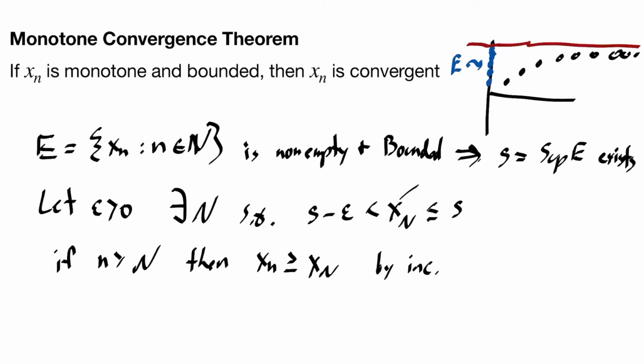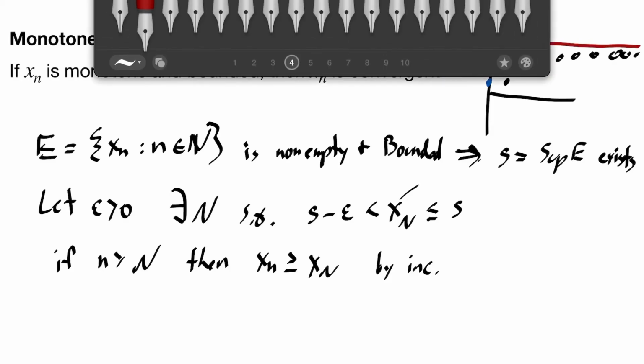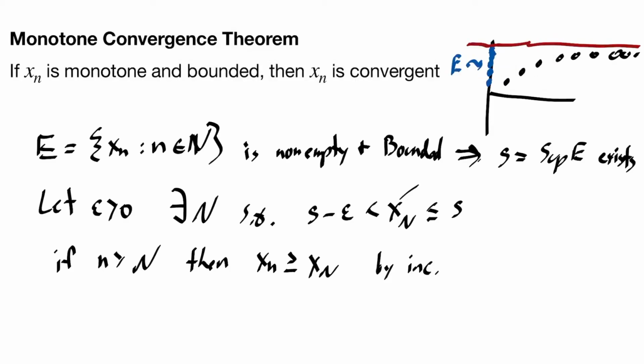Well, notice I'm going to assume that it's increasing. If it was decreasing, we would do the exact same proof, except we would have less thans. So a decreasing proof would put a less than right here, and these would just change the directions of all these inequalities. This would be greater, greater, and less. Okay, all right. So if n is greater than N, then x_n is greater than or equal to x_N, since it's increasing.